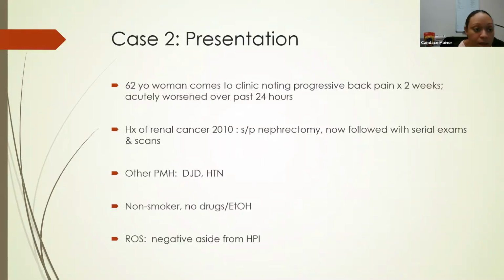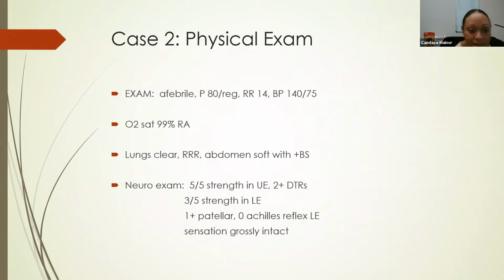So moving on next to another case. This one is a 62-year-old woman who comes to clinic noting progressive back pain for 2 weeks that acutely worsened over the past 24 hours. She has a history of a 2010 renal cell cancer. She had a nephrectomy, and she had been following with serial scans since that time. She has really no significant past medical history, and her review of symptoms is largely negative.